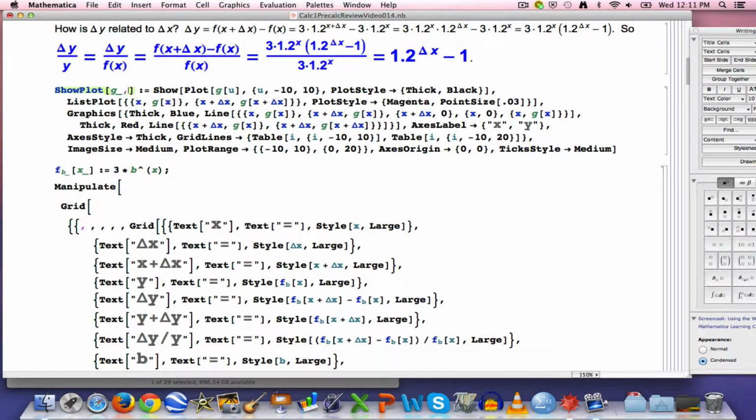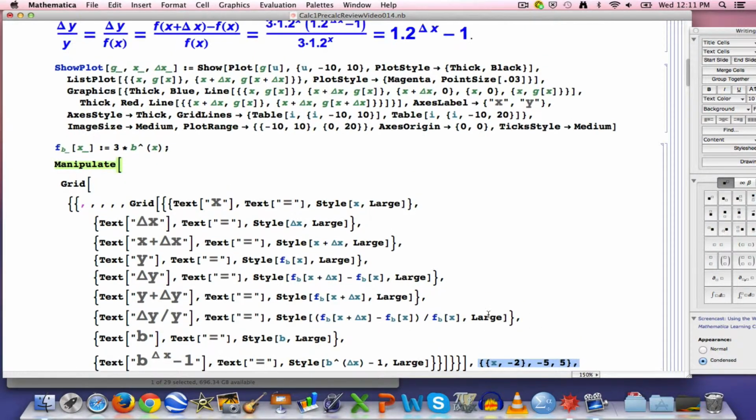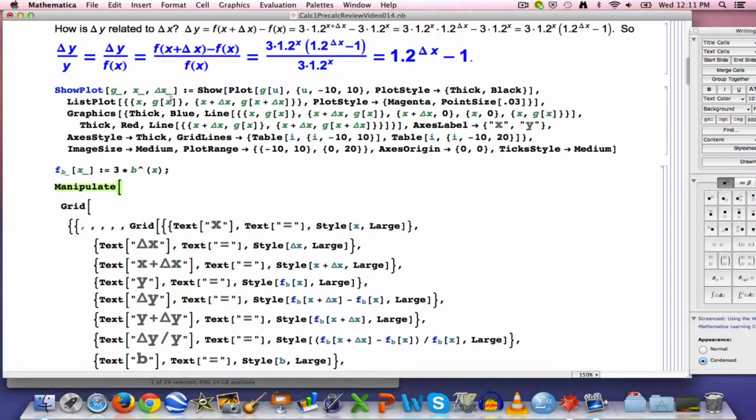What else do I want in here? I want an x and a delta x. Why? Because those are animation parameters down in this stuff here. Delta x, for example, is an animation parameter there. Outside the Grid and the Show, but inside the Manipulate. They are the animation parameters. So I need to include them in here if I want to go ahead and take the ShowPlot and replace it right there where I took all this code from before.